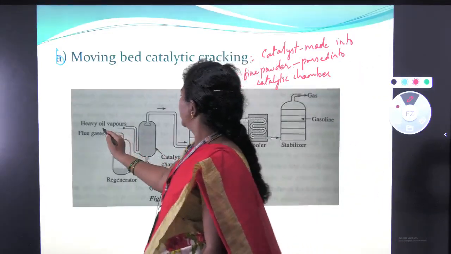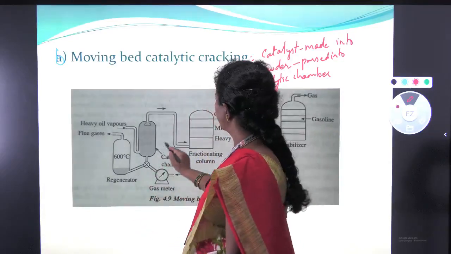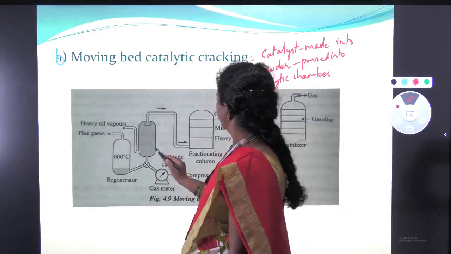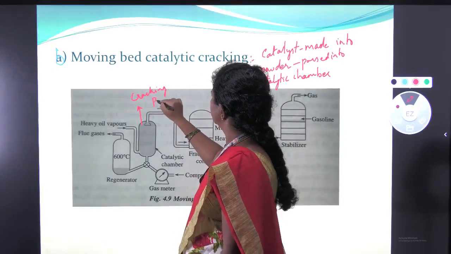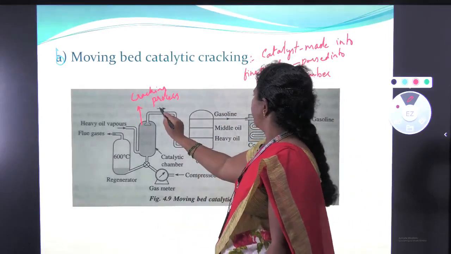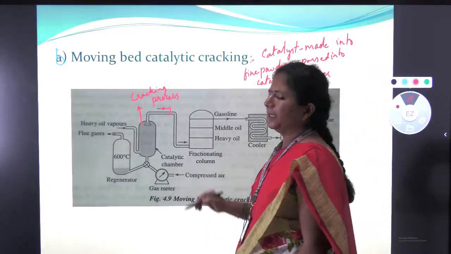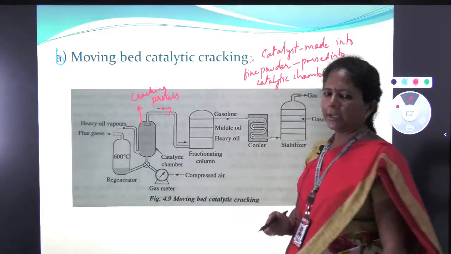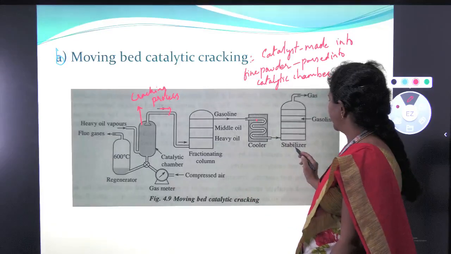Here, the heavy oil vapors will be passed into the catalytic chamber, which consists of the catalyst made into fine powder. Here, the cracking process takes place, and the cracked products will be passed into the fractionating column. Depending on the difference in the boiling points, different fractions will be separated here. The gasoline vapors will be passed into a condenser which cools the vapors, and the gasoline obtained is stabilized by using a stabilizer.